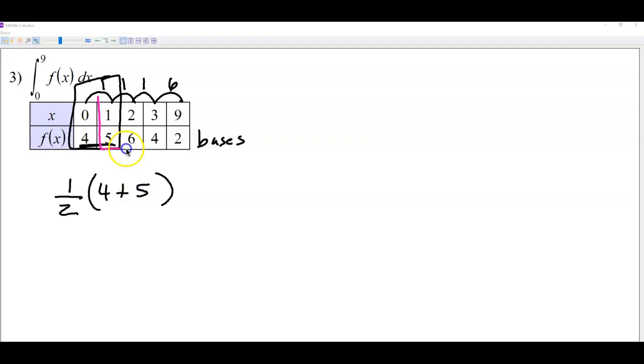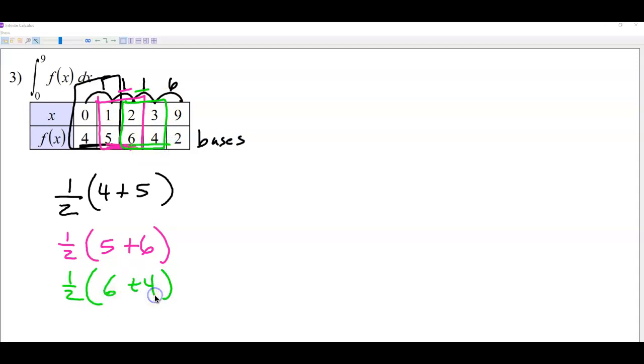The next trapezoid goes from 1 to 2. That one also has a height of 1, and its bases are 5 and 6. The next trapezoid goes from 2 to 3 with a height of 1, and its bases are 6 and 4. And then finally we have the last trapezoid, which goes from 3 to 9, which is 6, so that's 6 over 2. And its bases are 4 and 2.